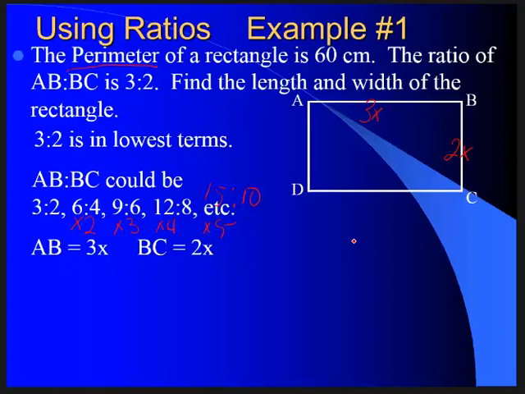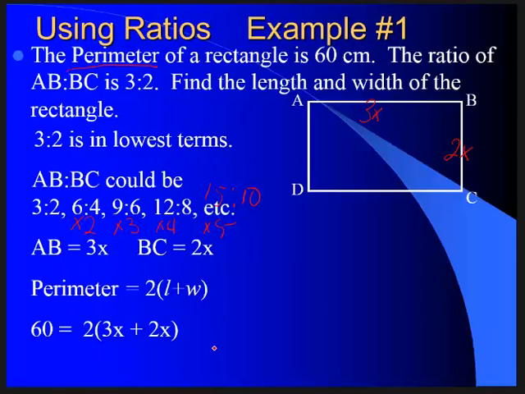Okay, now, how am I going to use that? Well, I know that my perimeter is 60. Again, what is perimeter? It's the distance all the way around. It's 2 of the lengths plus 2 of the widths. Or you could write it like this, 2 times length plus width. You should know the formula for the perimeter of a rectangle. Okay, this is past information that I'm expecting you to already know. So now I plug in. Well, what was my length called? It was called 3x. So length here is 3x. Width here is 2x.